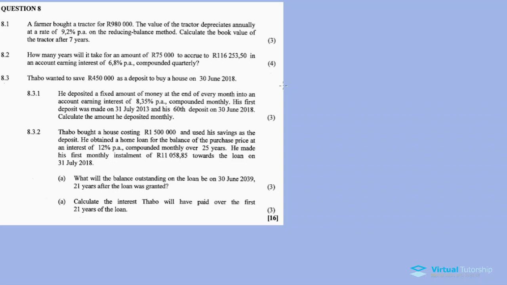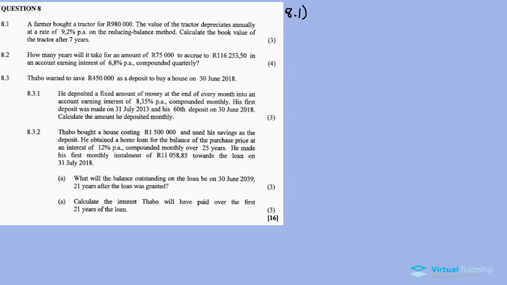So a farmer bought a tractor at that value, and then the tractor depreciates annually. So now a motor, a cell phone, any device, once you buy it from a store, just know that you lose value over time. So now you're telling us after 7 years, after 5 years, after 2 years, you're telling us this value. So learners, for the calculator, the book value is the depreciated amount of the tractor after 7 years.